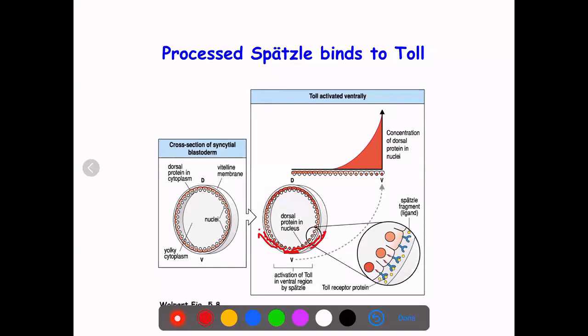So anyway, this is the ventral side. The concentration of Dorsal in the nucleus is high. And then as they go to the lateral center, it's very, very low here. Okay, and here's the high.